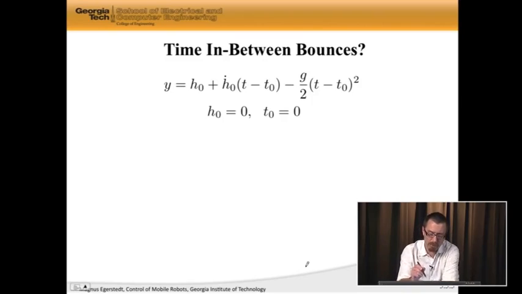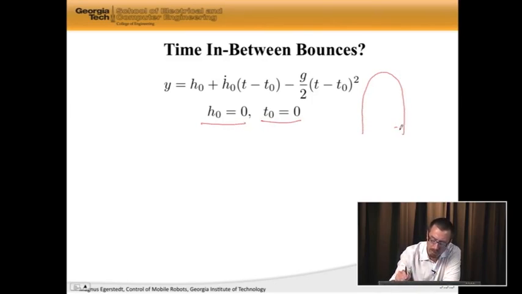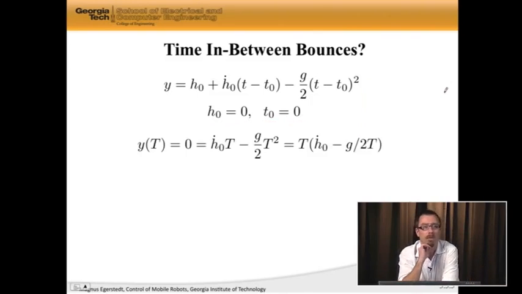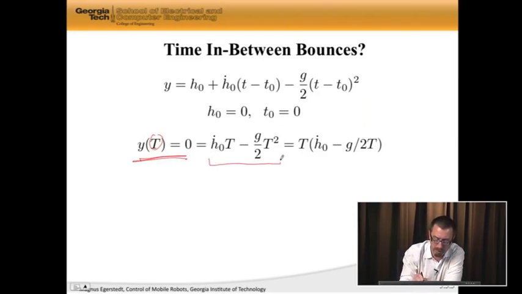So let's say that we start at 0 o'clock, at height 0. This is when the bounce is about to start, and then we want to know how long this took. We want to know how long it took us to get back to the ground. Well, that's simple. Let's pick a big T and say, well, y at that time T has to be equal to 0. Well, then we plug that in.